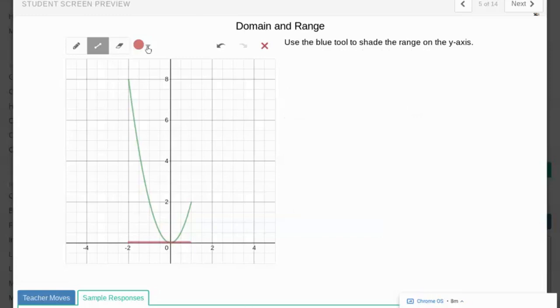Range is my up and down. So I'm going to change this to blue. And we are going to start at 0. This is my lowest point on the y. And we're going to go all the way up to my highest, which is at 8.